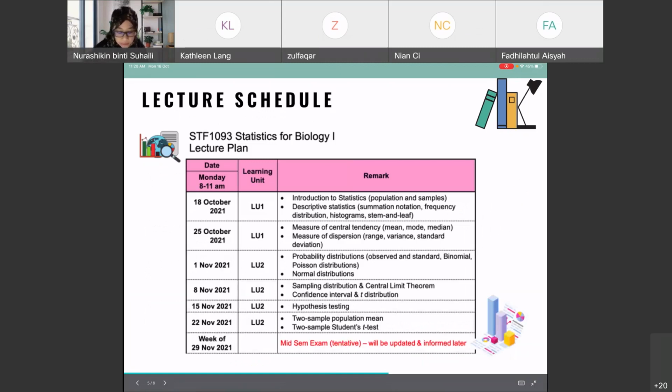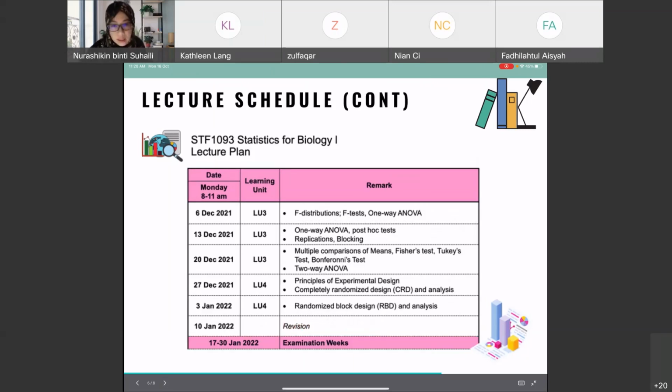So we're going to have LU1 in these first 2 weeks. And then LU2 in November, starting from November until towards the end of November. Then we're going to have the mid-semester exam. The date of this exam we will announce later. We haven't decided yet, but it's going to be maybe after November, after we finish LU2. And then we continue with LU3 and LU4 at the end.